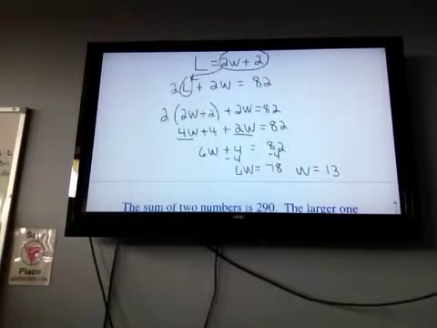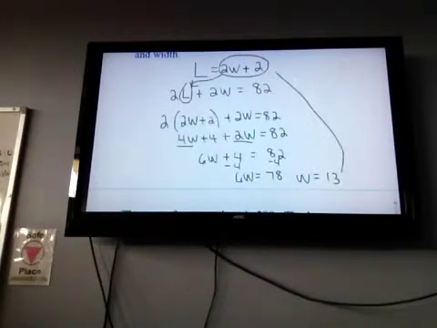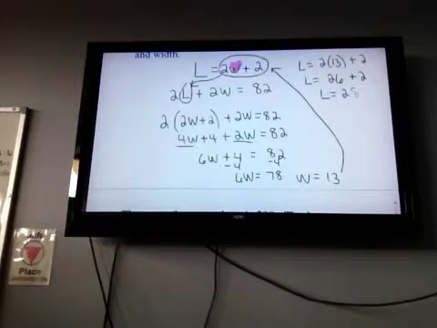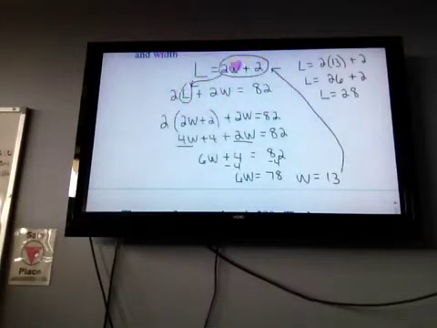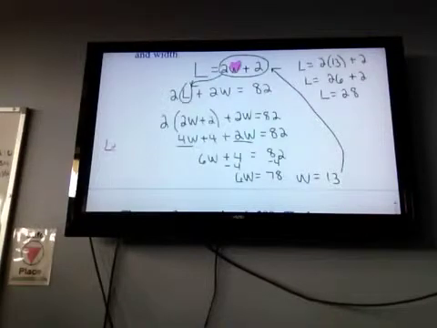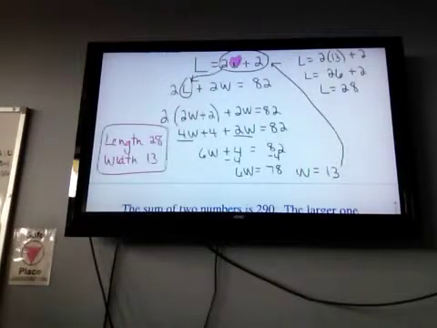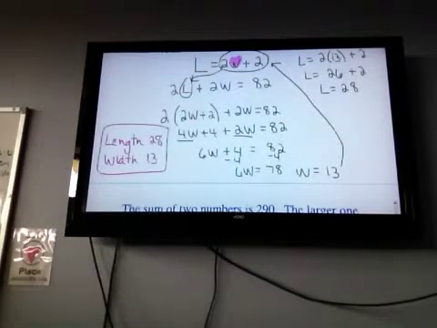And then remember, in substitution, there's a best place to go, and that's right back there. L equals 2 times 13 plus 2. L is 26 plus 2. L is 28. So my length is 28. Did they give me a unit of measure? No. And my width is 13. So make sure you label your final answer.